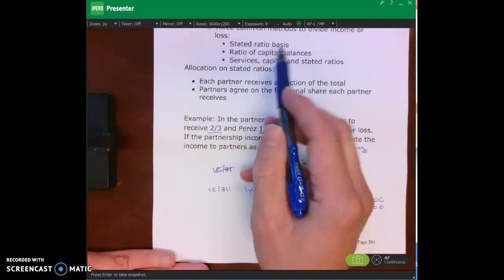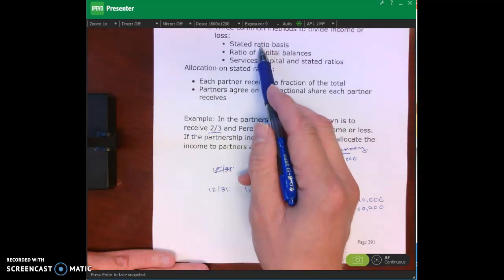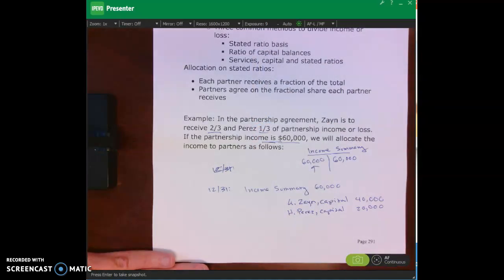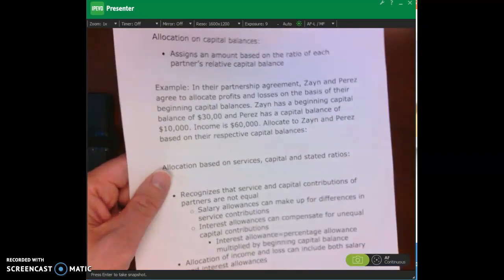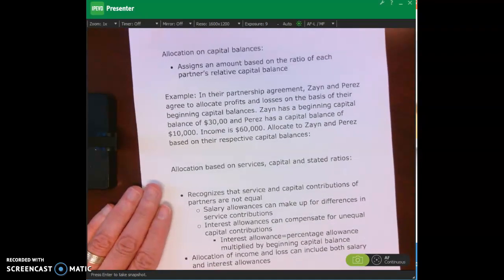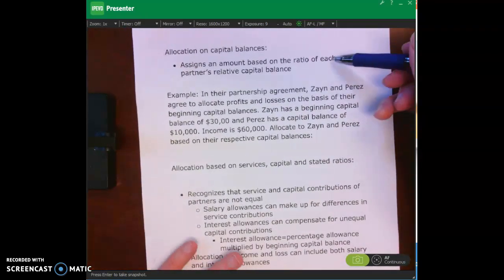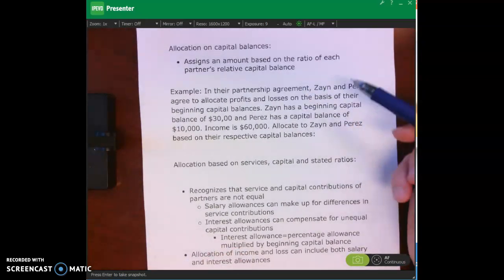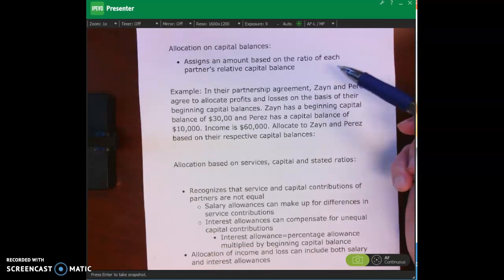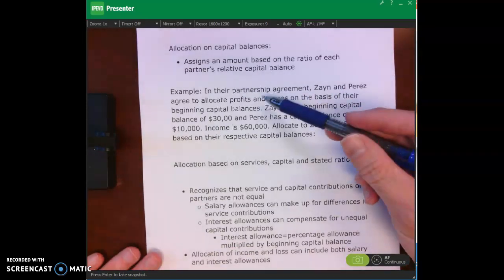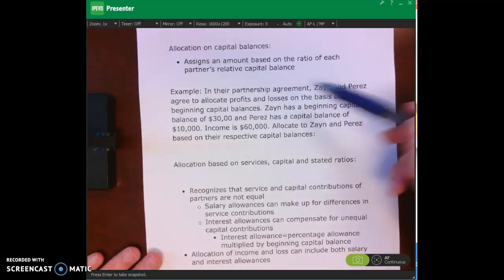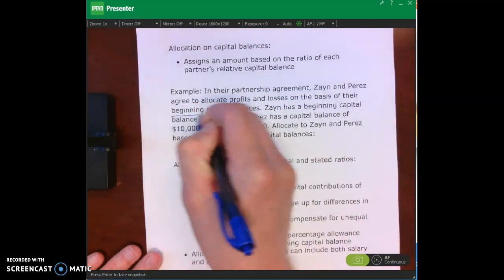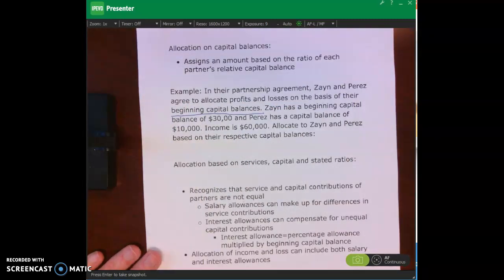Okay, so that's the allocation based upon the stated ratio basis. Let's talk about based upon their ratio of capital balances. That's the next one that we can look at. So this will assign income and losses based upon the ratio of each partner's relative capital balance. Okay, so it says in their partnership agreement, Kayla and Hector agreed to allocate profits and losses on the basis of their beginning capital balances, so the beginning of the accounting period. Kayla has a beginning capital balance of $30,000, which we saw, right?